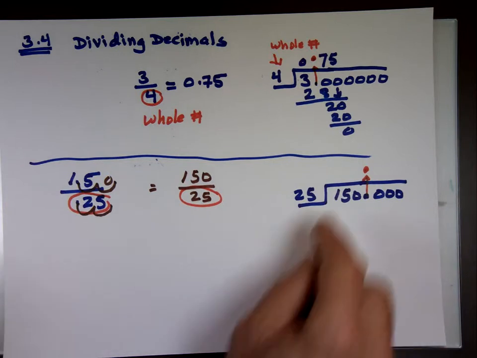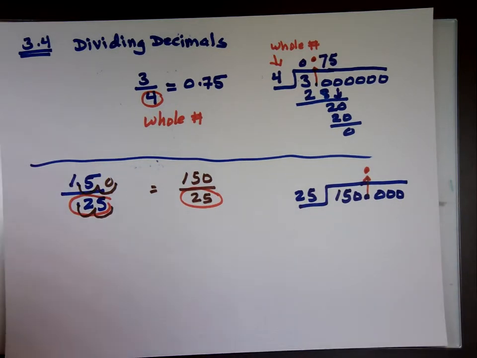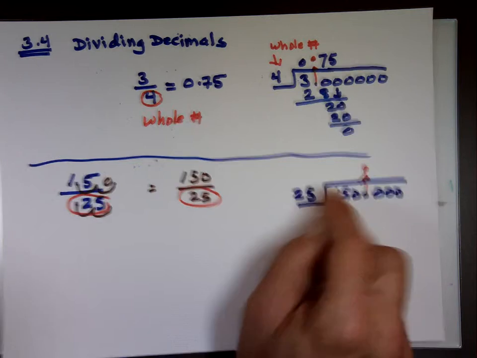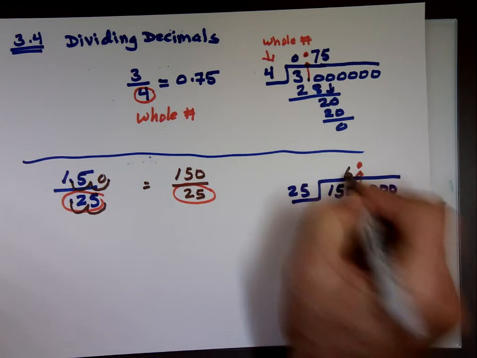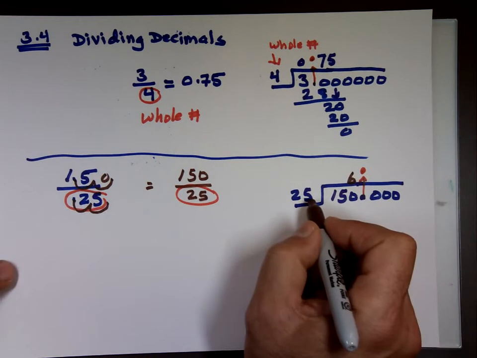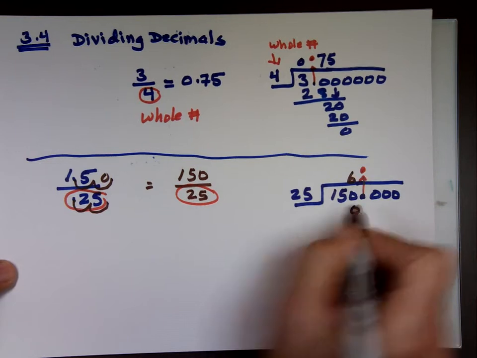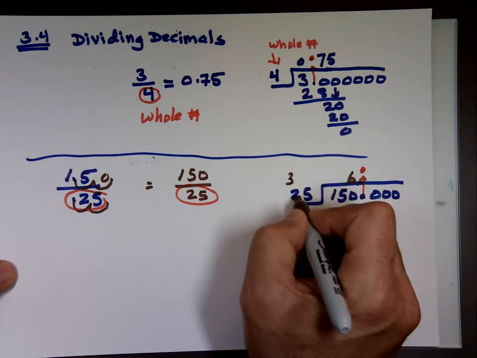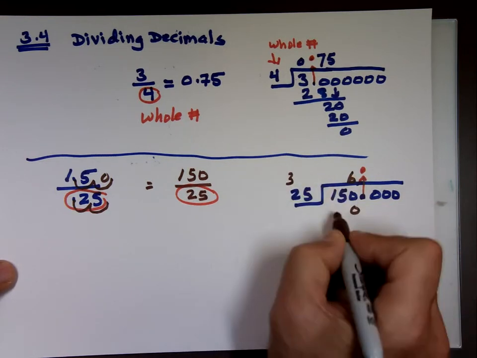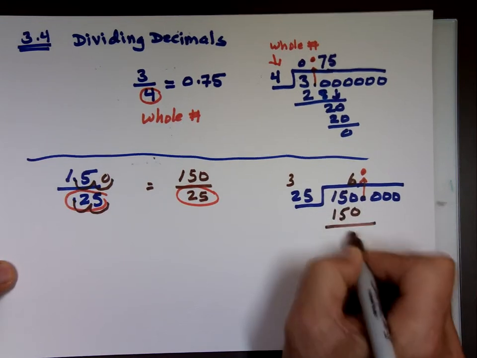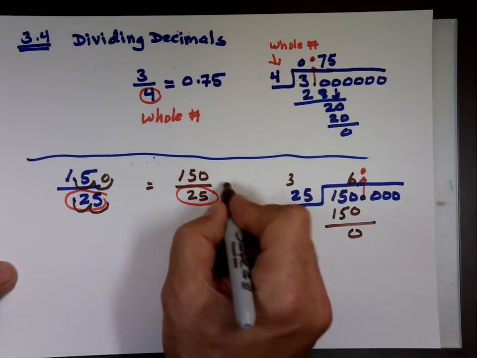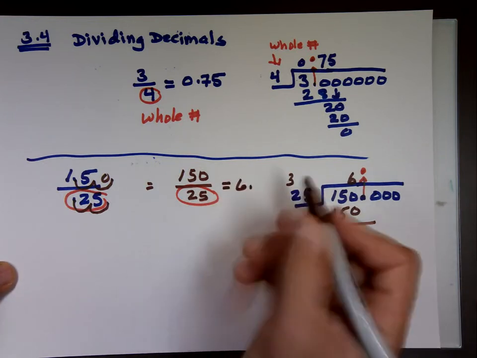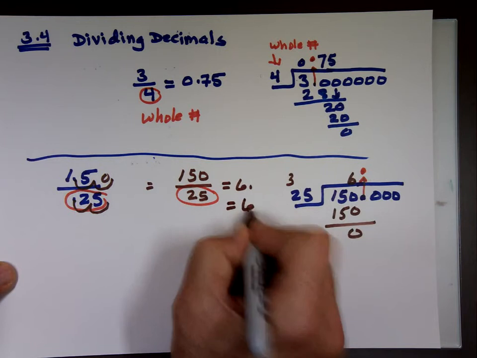Can I divide 1 by 25? No. Can I divide 15 by 25? No. 150 by 25. Could it be 6? 6 times 5? 30. 6 times 2? 12 and 3. And what's the remainder? 0, right? So 6 or 6 point. You don't need to put the point. What's the answer? 6.